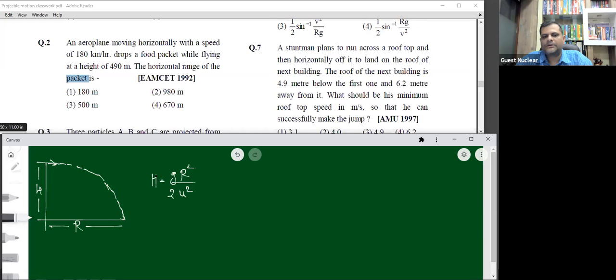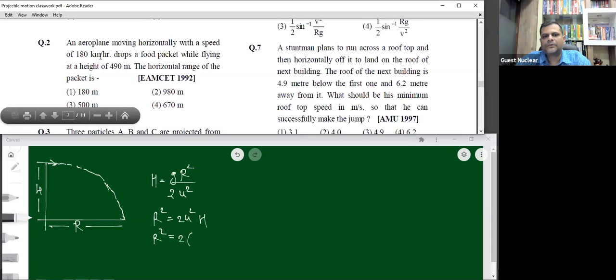ओके, ये फॉर्मूला हमारे पास है. ठीक है, तो अभी इसमें से हमको निकालना क्या है? r निकालना है, राइट? तो इसको थोड़ा रीअरेंज करो सिंपली, तो हमको मिलेगा r स्क्वायर इज इक्वल टू 2u स्क्वायर इंटू h, राइट? तो r स्क्वायर कैन बी इक्वल टू 2 इंटू u कितना है?